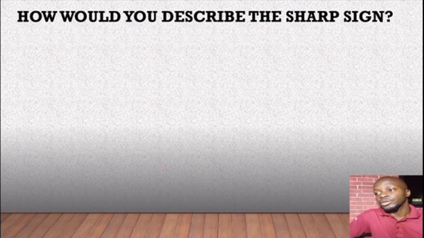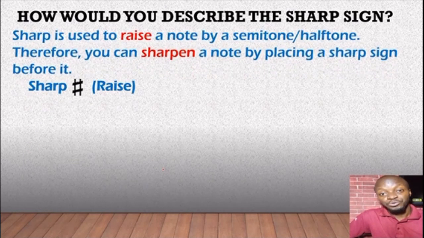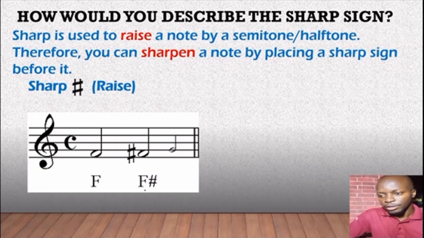How would you describe the sharp sign? Basically, it is used to raise a note by a semitone or halftone. So you can sharpen a note by placing a sharp sign before it. Now let's look at this. Now look at F, raised. So we're now having a hidden pitch that is not really covered by the staff through the help of the accidental. So it means between F and G, we're having a hidden pitch, right?